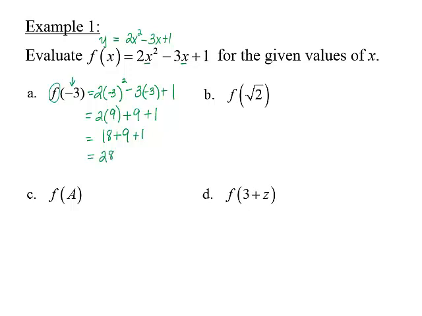f of negative 3 equals 28 means that the function has a value of 28 at x equals negative 3. This corresponds to an ordered pair. This corresponds to the ordered pair negative 3, 28.